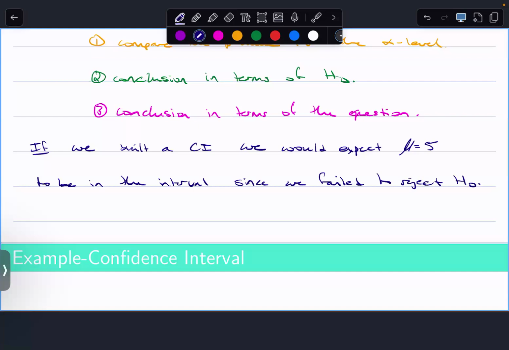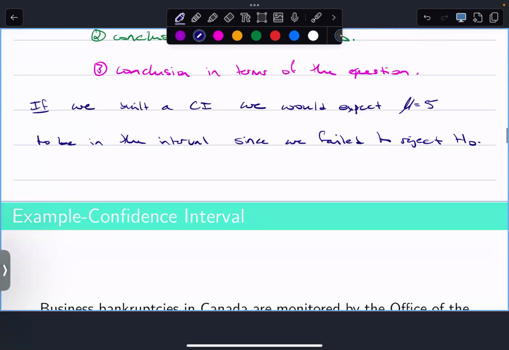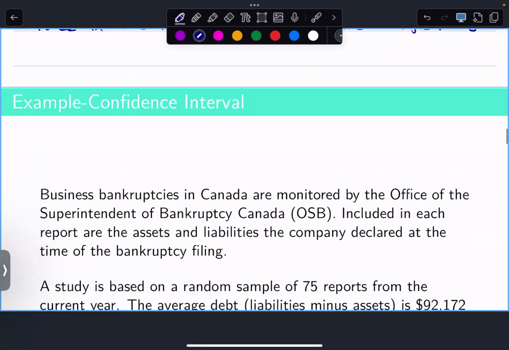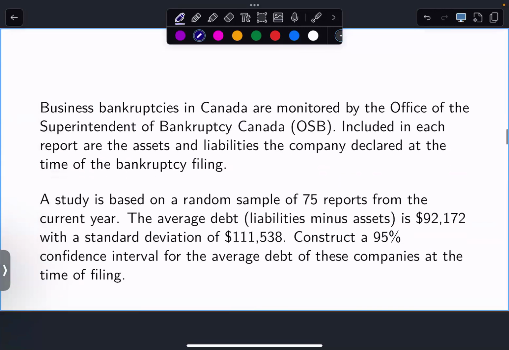You can build it. Usually we don't go ahead with confidence intervals if I don't reject H naught. It's more if I've rejected H naught, then I would ask a follow-up. Okay, well, then what is a reasonable value for mu? Here, 5 is a reasonable value for mu. And so kind of case closed. Let's do an example of a confidence interval.